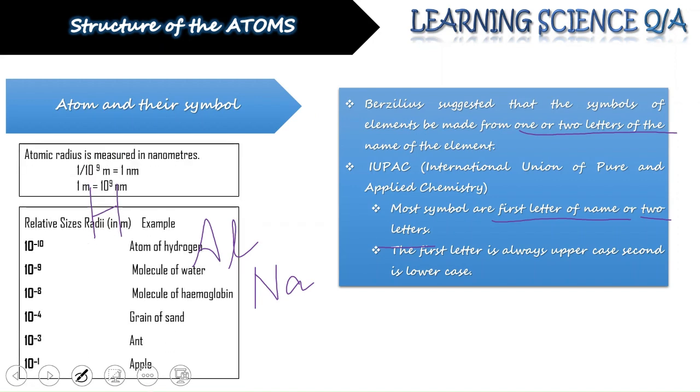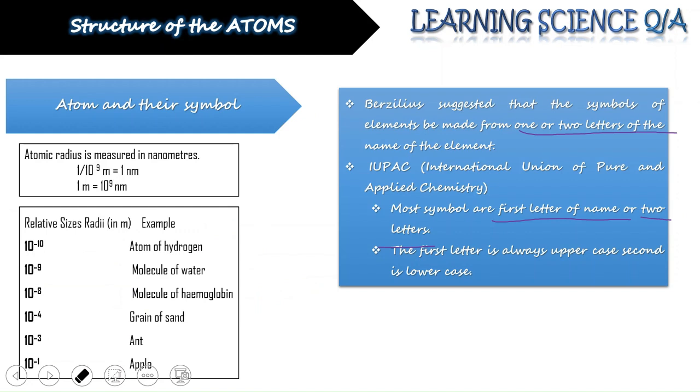So we'll be looking at some symbols. Before that, we'll see atomic radius, which is measured in nanometers. These are the relative sizes of the substances. Now see, atomic radius is measured in nanometers. 1 meter is basically equal to 10 raised to power 9 nanometers.